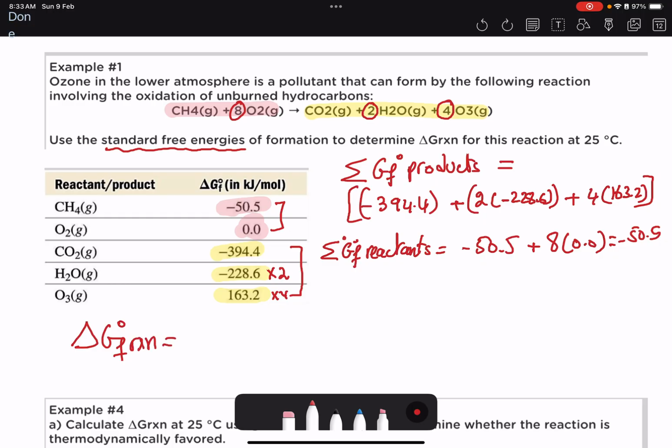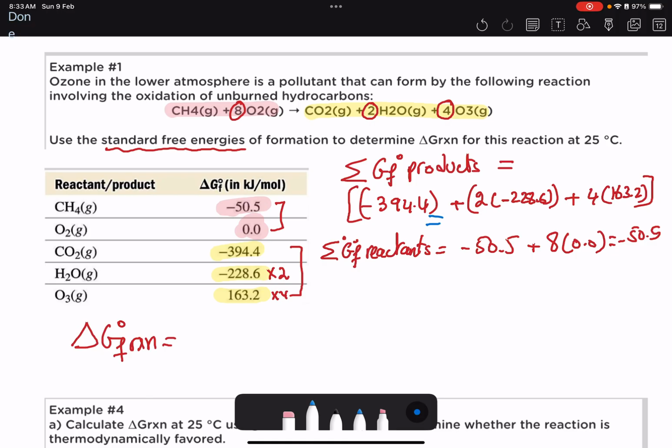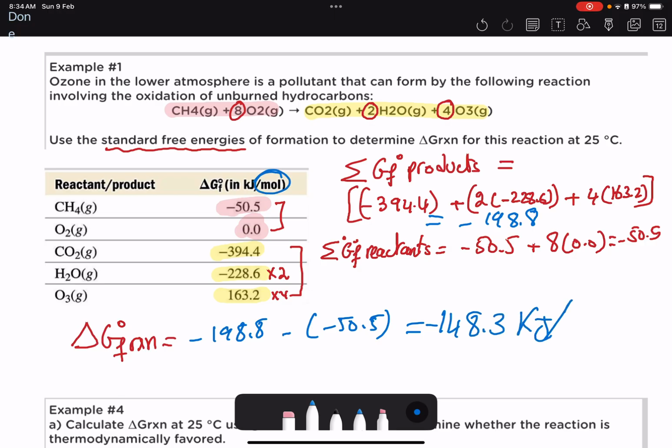Now, the final answer, the delta G of formation of this reaction, is the products, and the value over here is equal to, we have 4 multiplied by 163.2, is negative 198.8. So negative 198.8 minus the reactants, and the answer is going to be negative 148.3 kilojoule per mole.